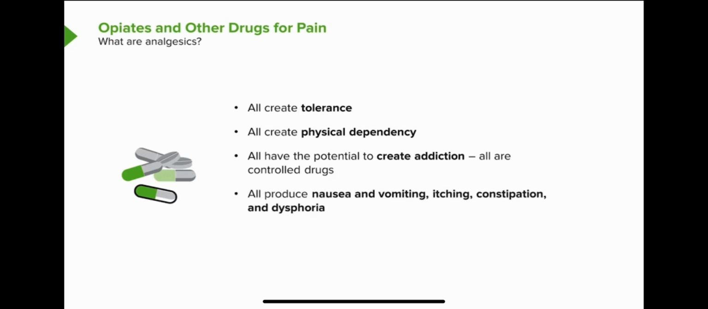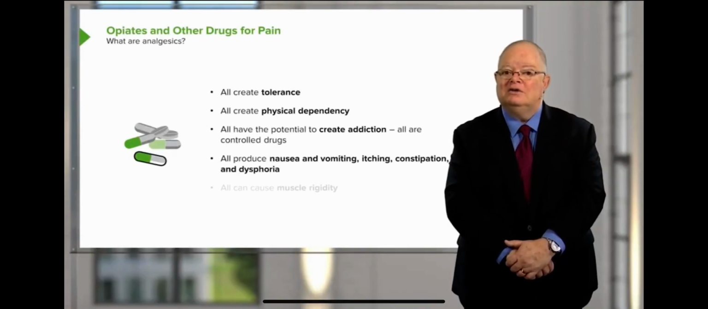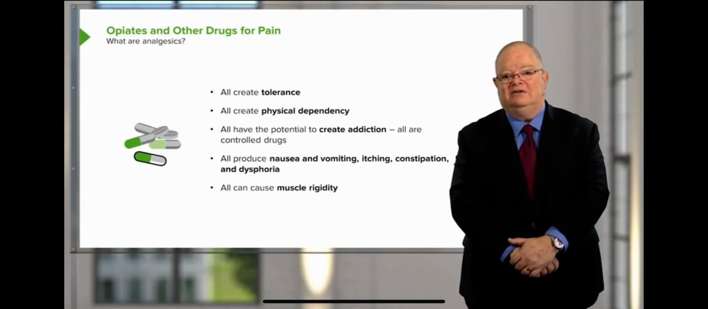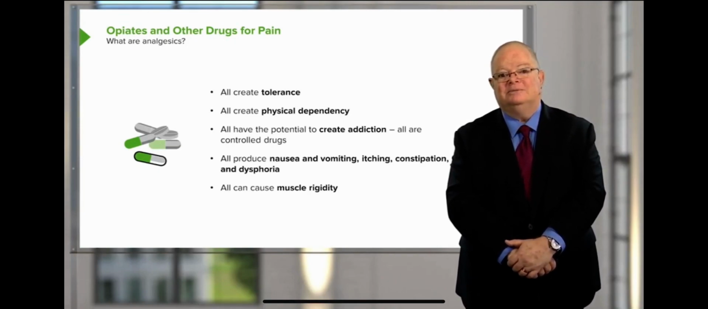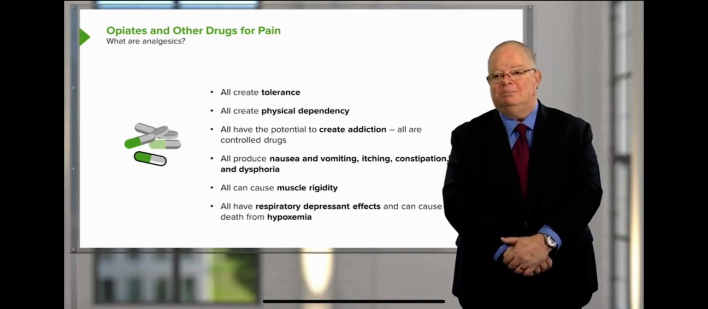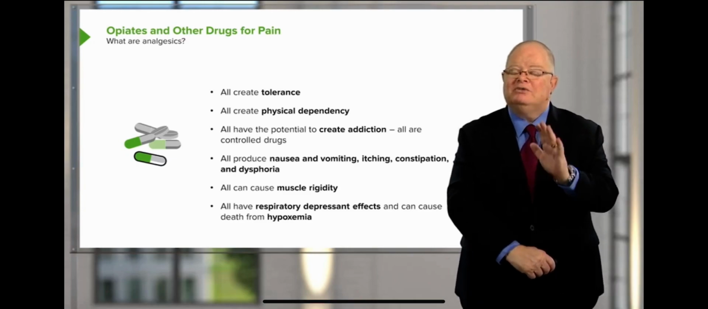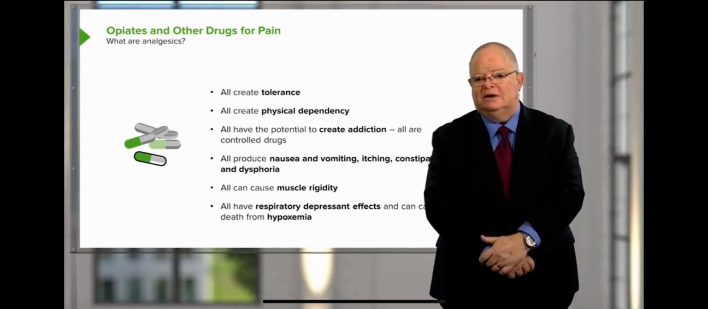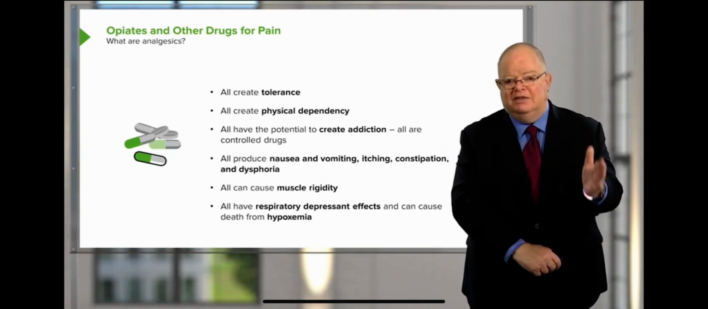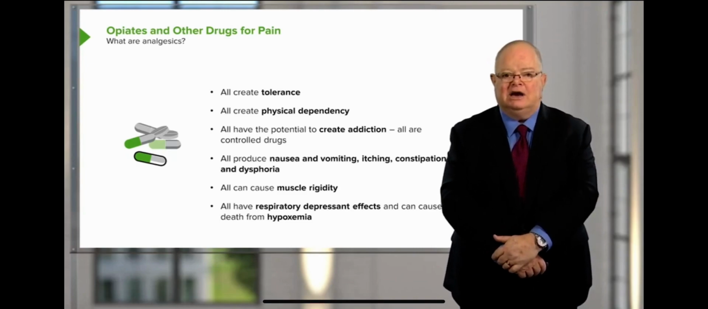They all produce nausea and vomiting, itching, constipation, and funny feelings, emotional feelings. Dysphoria, we call it. It's hard to describe. Just an unpleasant general feeling. They can all cause muscle rigidity, which is something you probably will never see unless you're giving high doses of these drugs during anesthesia. I've certainly seen it, and it's very profound. They all have respiratory depressant effects and can cause death from hypoxemia. When you hear about somebody dying from an overdose of opioids, it's nearly always a respiratory arrest that is the initiating factor in then the ongoing development of cardiac arrest and death.